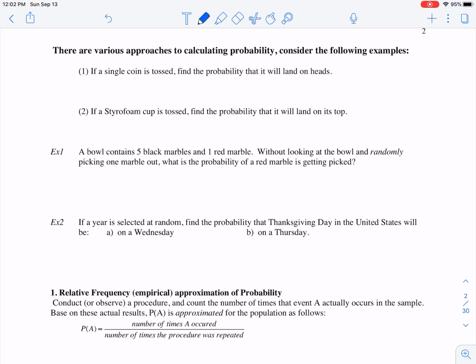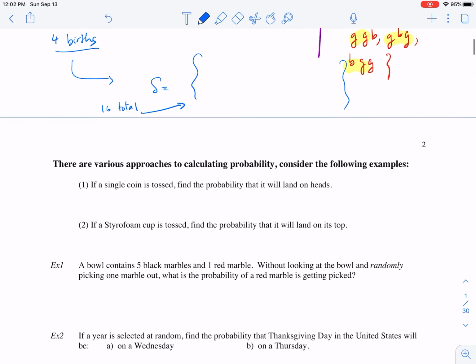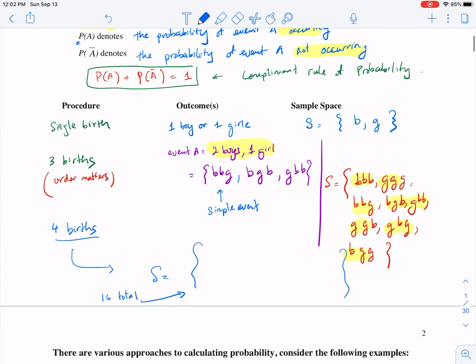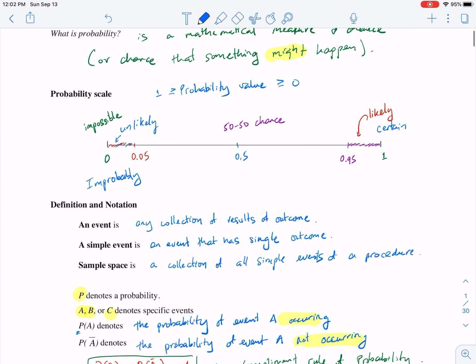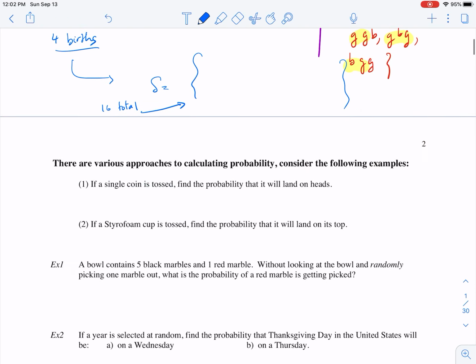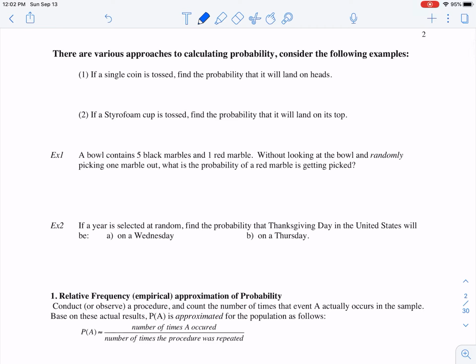Alright, well, welcome back. This is part 2 of the last video. We started to discuss a few notations regarding probability and the value of probability in regard to how we define this class here. Now we discuss there are different approaches to calculating probability. So consider the following examples.